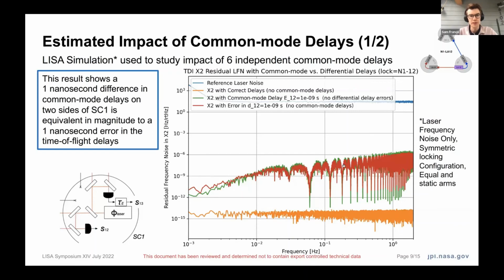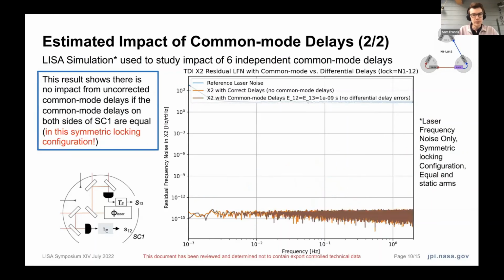So a 1 nanosecond error in common mode delays is equally as important as a 1 nanosecond error in our PRN ranging. Although there is a slightly different frequency response, which is due to the math I showed on a few slides.